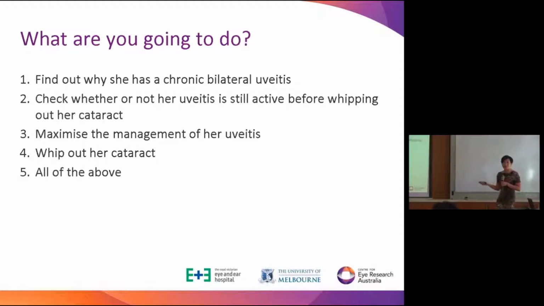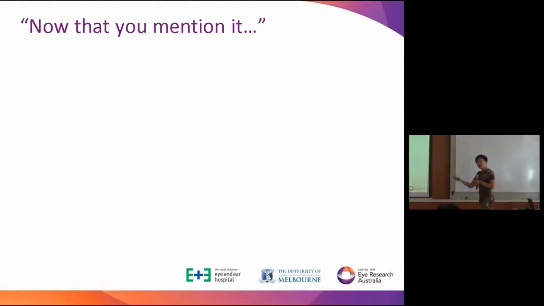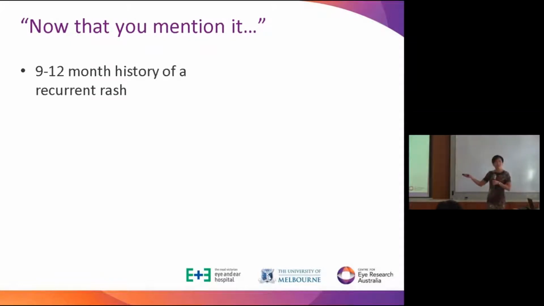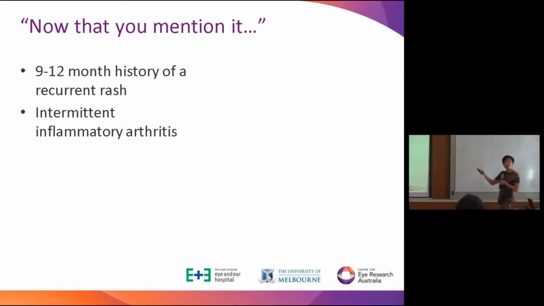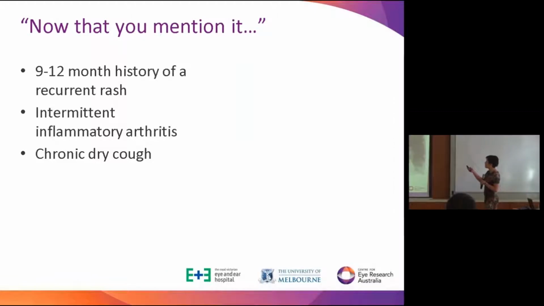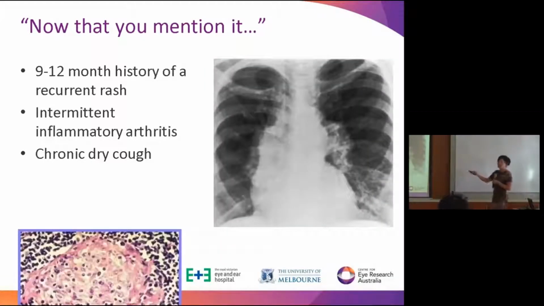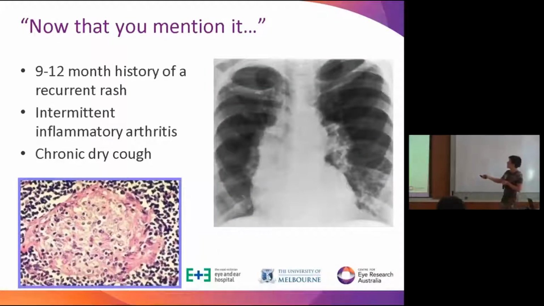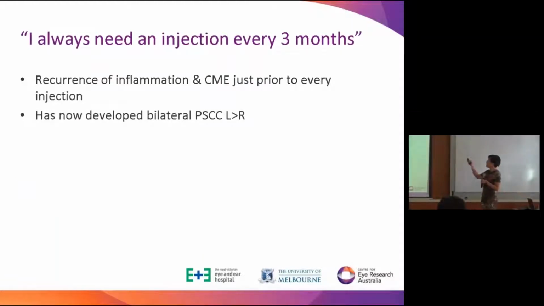All right, so you ask her those questions that I described in the previous talks. She has that rash that I described. She's got intermittent inflammatory arthritis. She's got the cough. She's got sarcoid, biopsy proven. And she says, I always need an injection for my uveitis every 3 months. Already that's ringing alarm bells, because that's the reason why she's got that posterior subcapsular cataract. It probably could have been prevented if she'd started systemic steroid-sparing agents earlier.